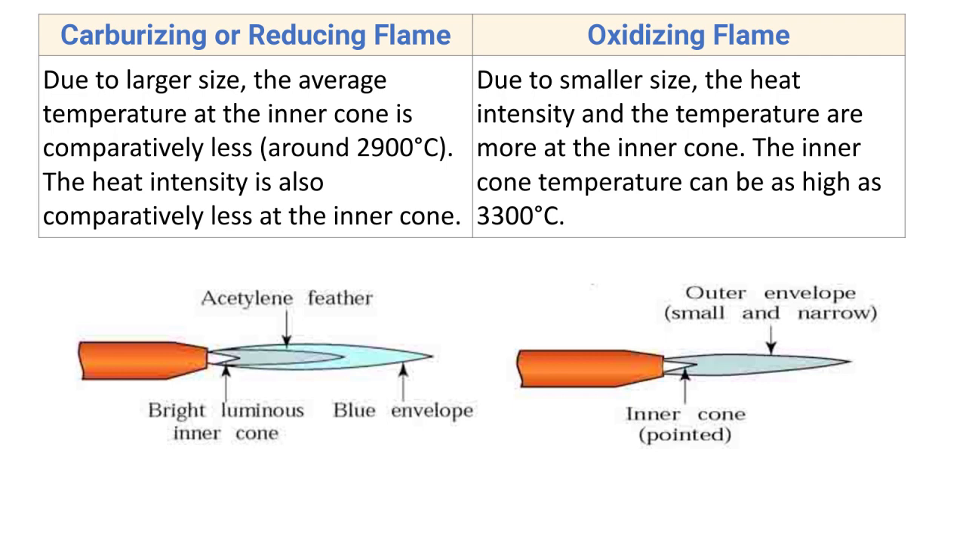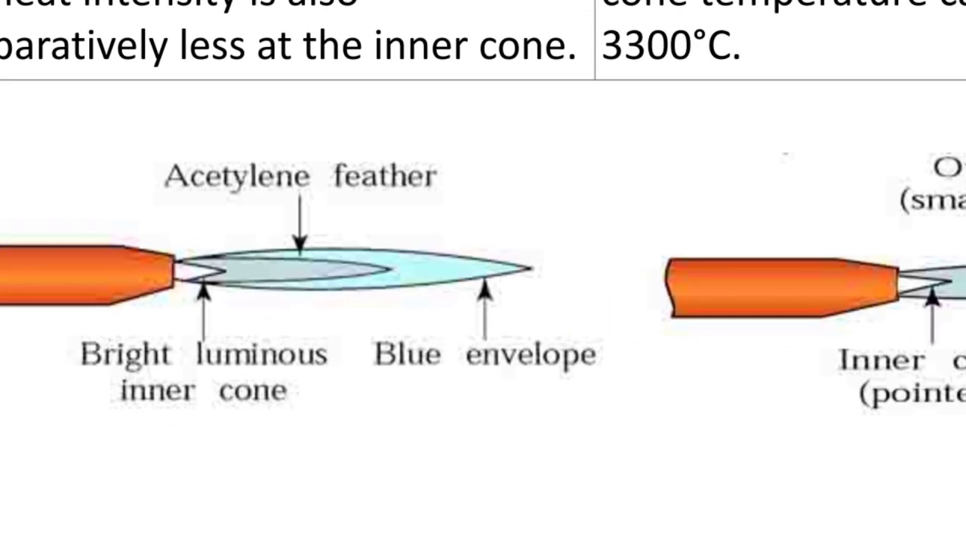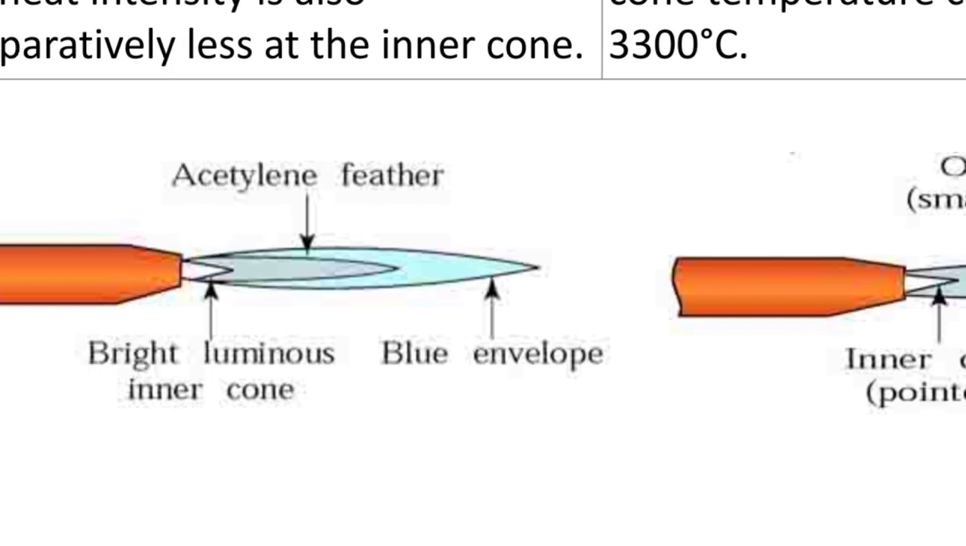Due to larger size, the average temperature at the inner cone is comparatively less, around 2900 degrees Celsius. The heat intensity is also comparatively less at the inner cone. As this inner cone is larger in area, its temperature is low, around 2900 degrees Celsius, and due to its large area, its intensity is also less.